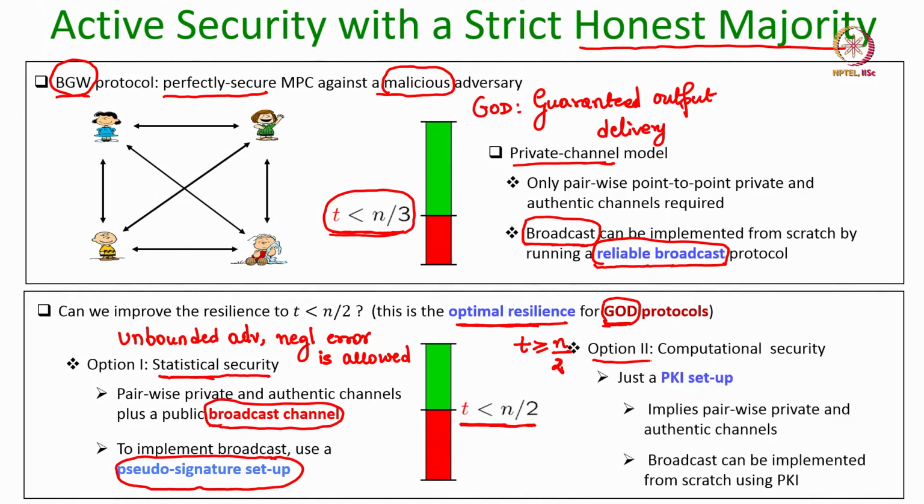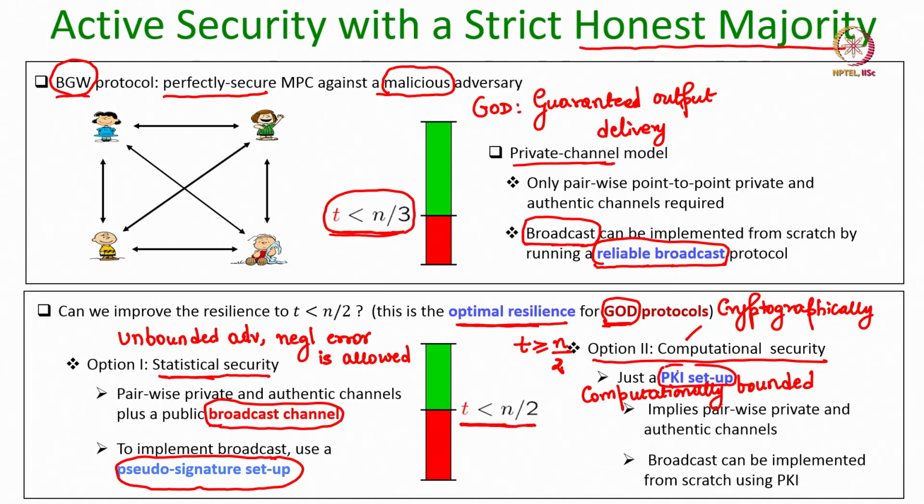Option 2 will be to go for a computationally secure or cryptographically secure MPC protocol, where my adversary is now assumed to be computationally bounded. It is no longer computationally unbounded. So, here we have a computationally bounded adversary, namely the adversary is allowed to perform only a polynomial amount of computation, and here just a simple public key infrastructure setup is sufficient. Namely, if we have a setup for an encryption scheme and signatures, using that we can not only implement pairwise secure channels, we can also emulate the broadcast using the Dolev-Strong reliable broadcast protocol.